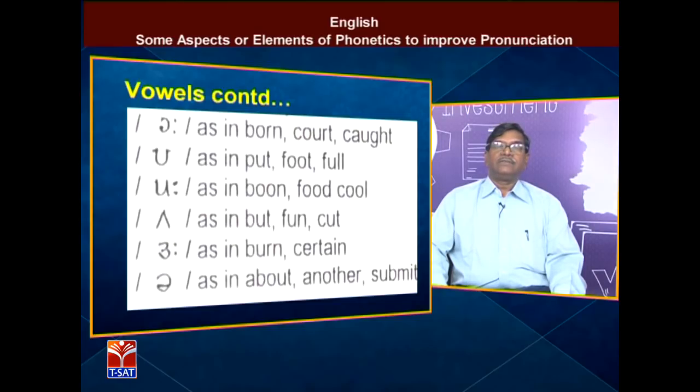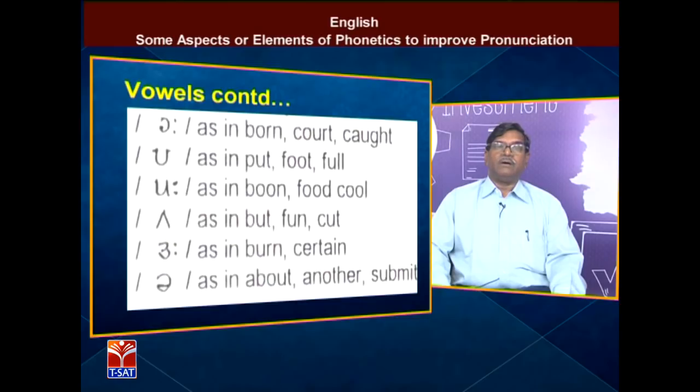And then, the last three vowel sounds. In the case of the words but, fun, cut, look, the symbol is an inverted V within slanted lines. That is the symbol of a short sound, but not weak; it is a strong sound: but, fat, cut.